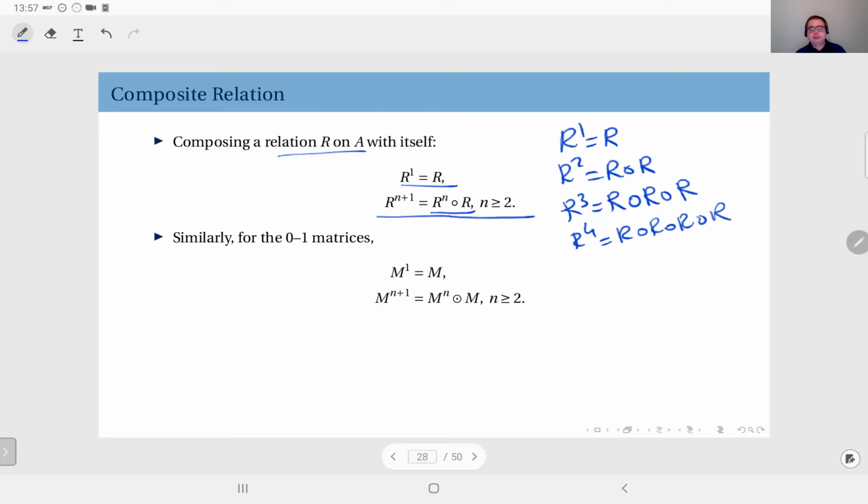Okay, in this case, of course, the 0, 1 matrix can also be stated in a recursive way, and M to the power 1 through a Boolean product is equal to itself, and M to the power n plus 1 is equal to M to the power n Boolean product with matrix M.